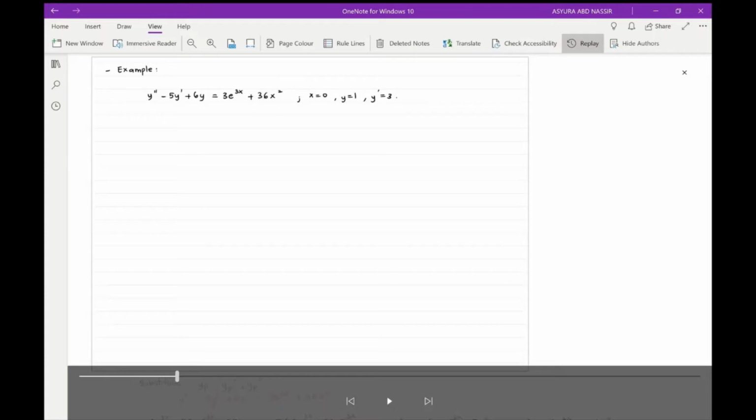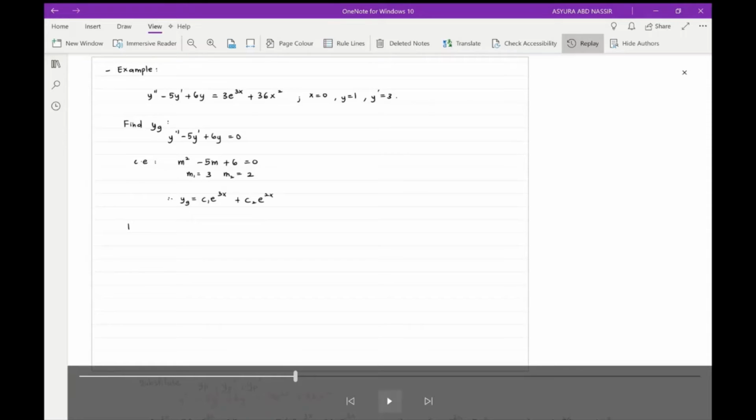Next example, we have y double prime minus 5y prime plus 6y equals 3e3x plus 36x squared. We have the given initial conditions: when x equals 0, y equals 1 and y prime equals 3. Your first step is to find your yg. Assuming y double prime minus 5y prime plus 6y equals 0, find the characteristic equation and you will get m1 is 3 and m2 is 2. So yg will be c1e3x plus c2e2x.